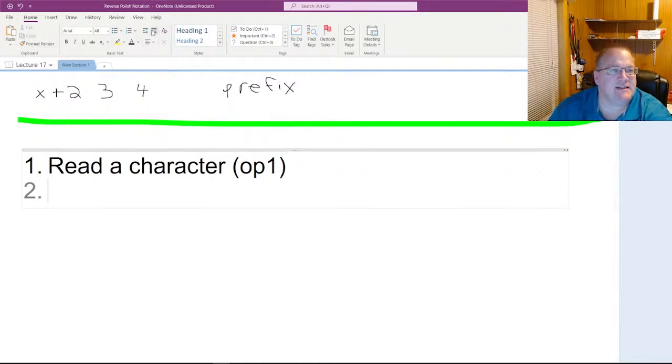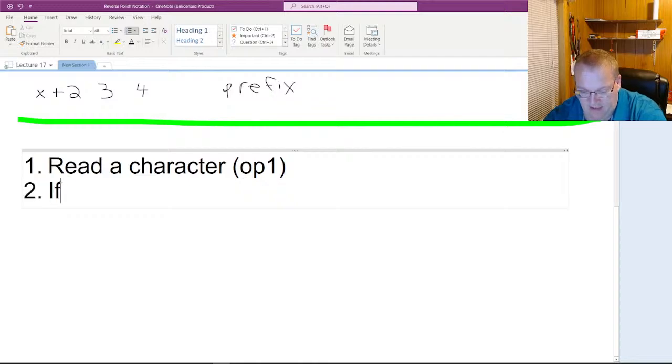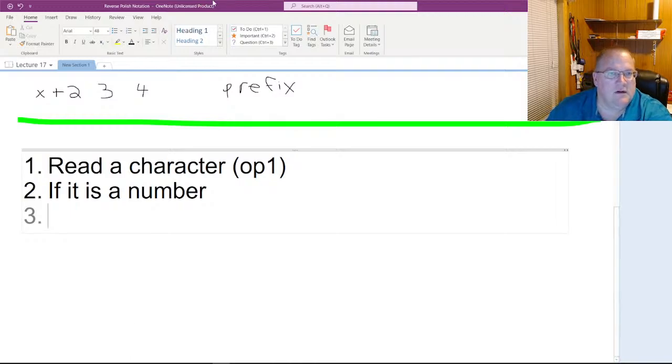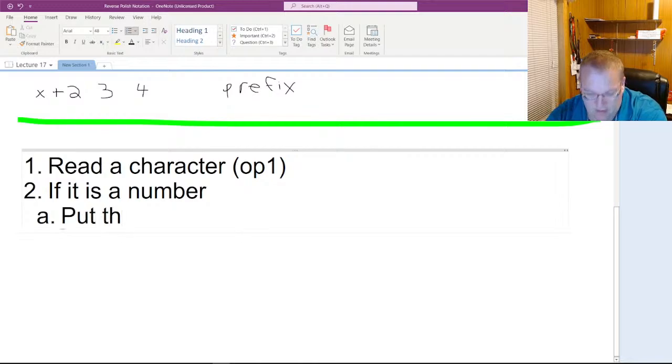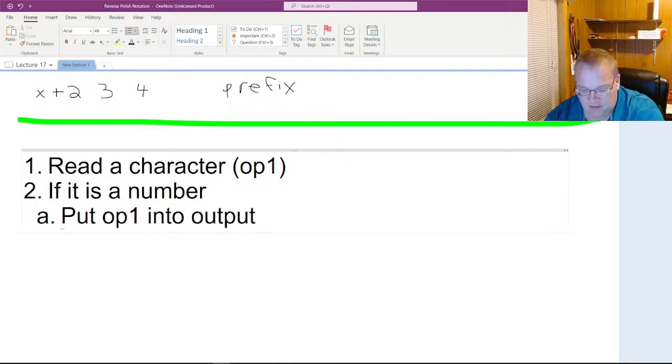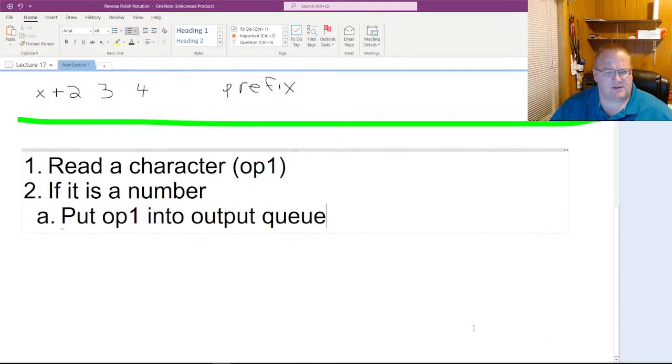Okay. The reason I did this is because now I can go inside of this. Oh no, I don't need to do that. I can keep it out here. Okay. If it is a number. Now I go in. Put OP1 into output Q. Let me stop for a second, because some of you won't know what that means.